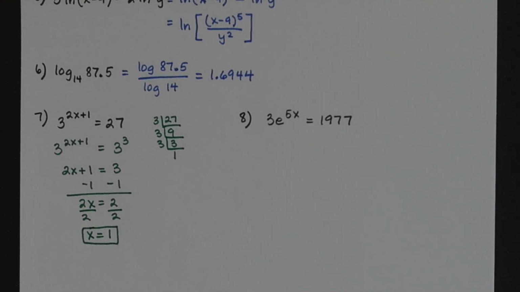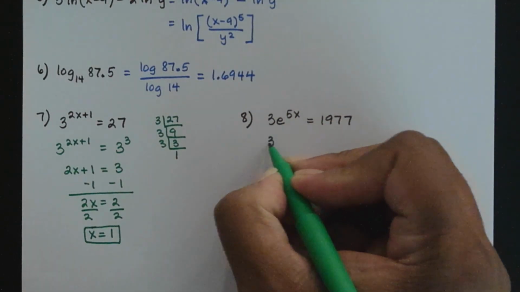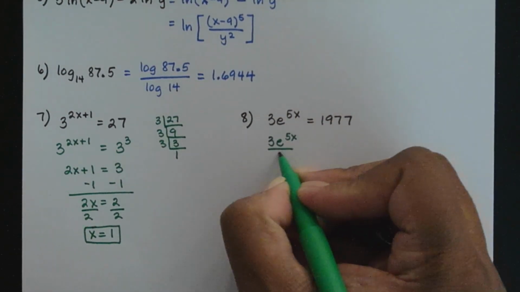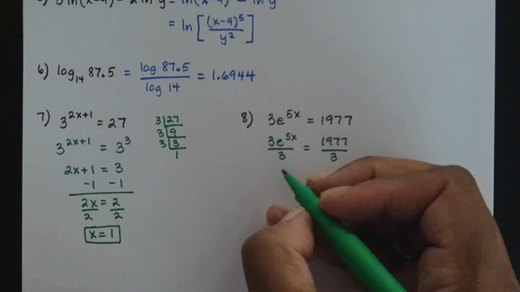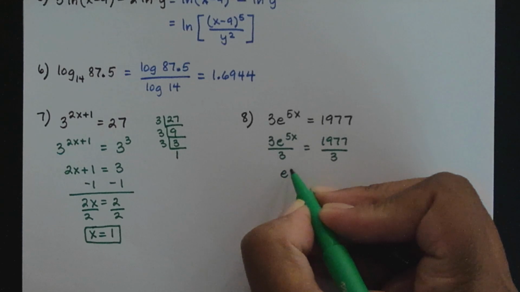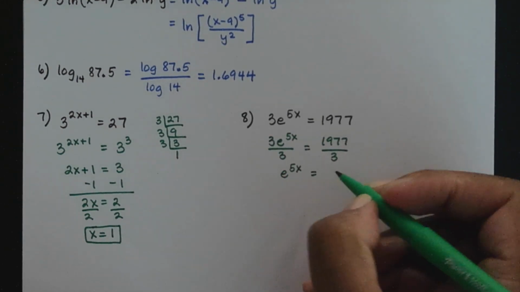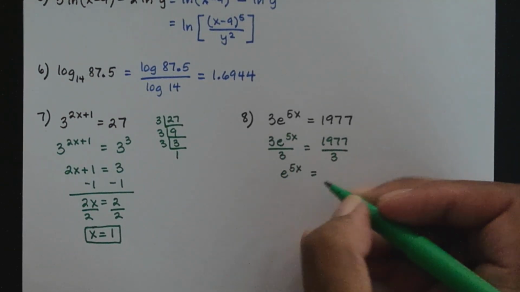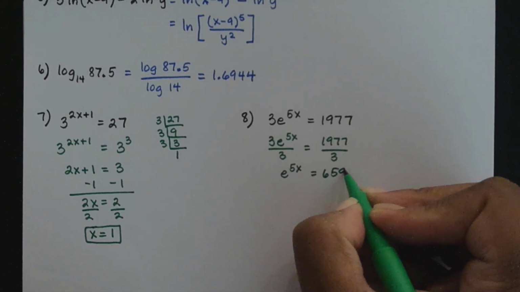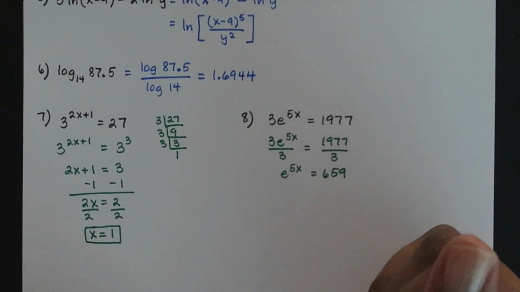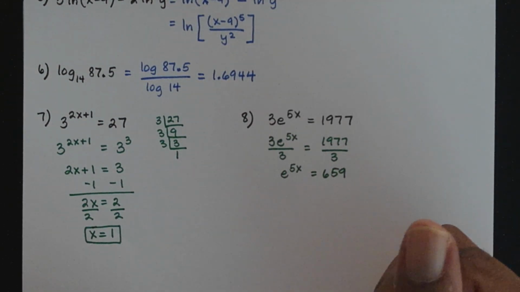Well, first of all, we need to get the exponential expression by itself, that e to the 5x. And to do that, we're multiplying it by 3, so we need to divide both sides of the equation by 3. So as you can see here, I'm going to have e to the 5x, and that's equal to 1977 divided by 3, which will be 659. Okay. So e to the 5x is equal to 659.